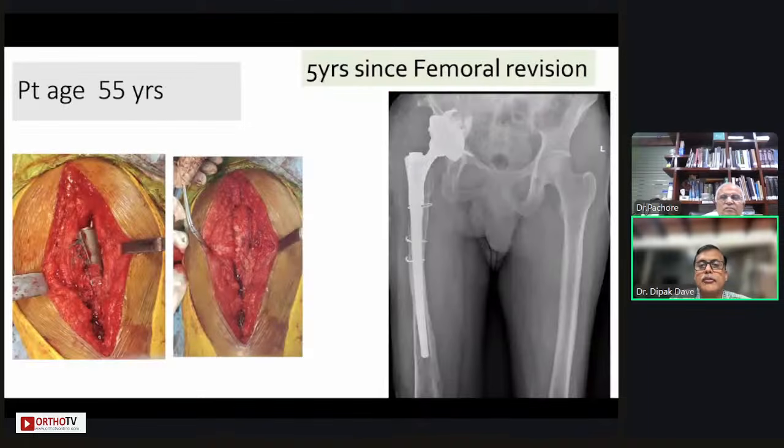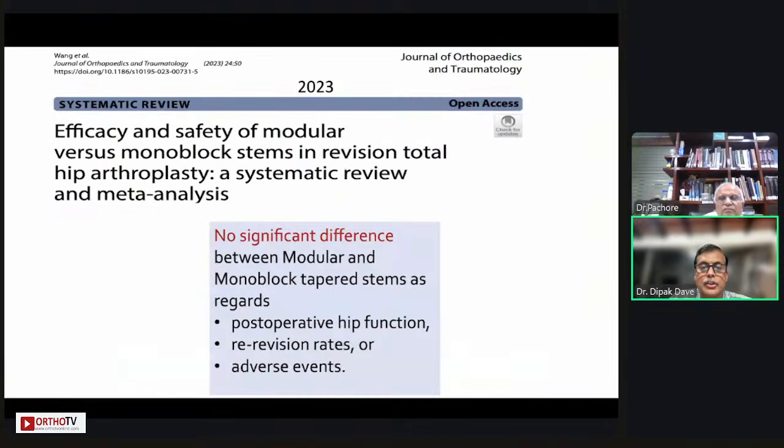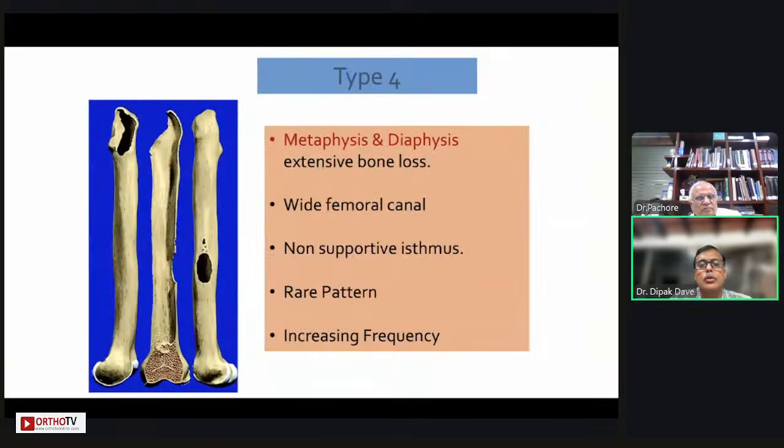So this is what we see 5 years post modular fixation. If you look at the literature, both modular and non-modular give equally good results, but use modular only if it is really indicated. So that is the one.